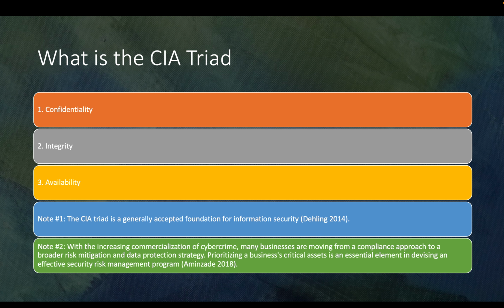With the increasing commercialization of cybercrime, many businesses are moving from a compliance approach to a broader risk mitigation and data protection strategy. Prioritizing business critical assets is essential in devising an effective security risk management program, MSAID 2018. It's very important to understand that in the world of business, you have to make sure that you have security risk and risk assessment in case of any of these type of attacks which would occur. So being able to have that definitely helps mitigation. It helps not only save time, but it also helps save money and resources.